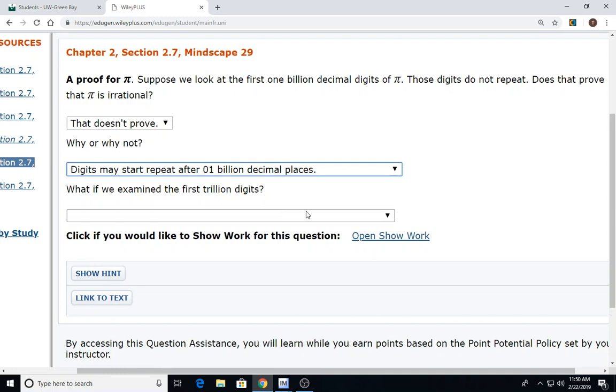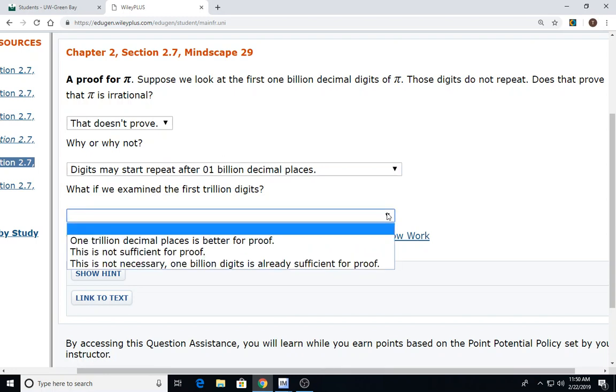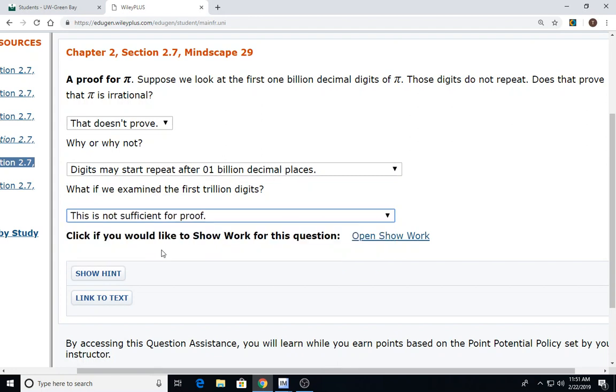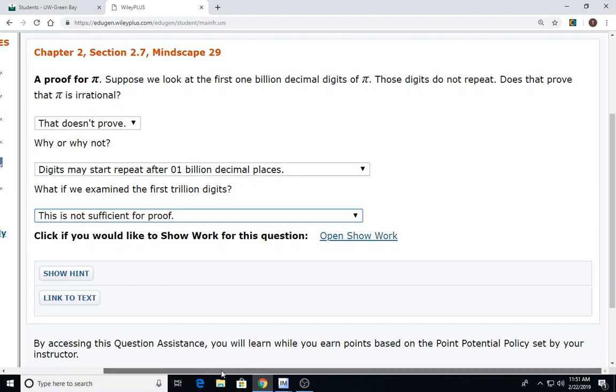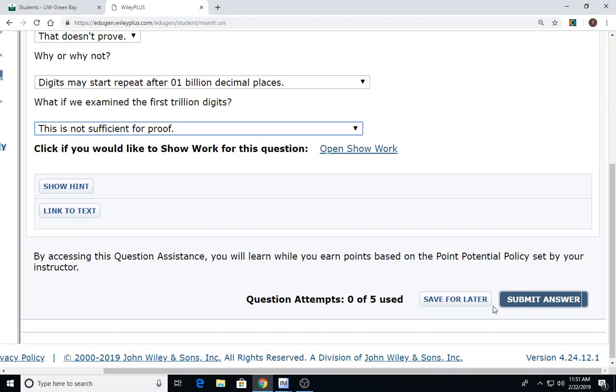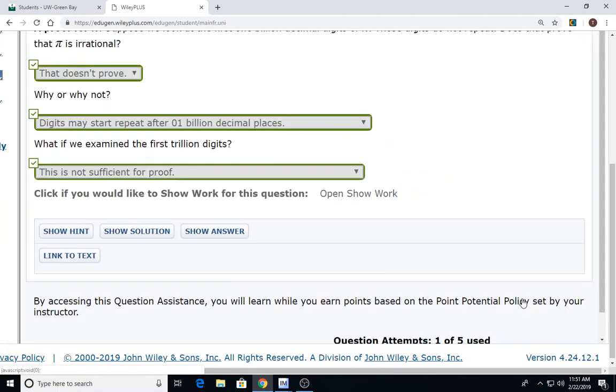And what if we examine the first trillion digits? We have the same thing. It's not sufficient for a proof, because after that the digits could begin to repeat. The proof that pi is irrational is not proven by looking at the digits, because we couldn't look at the infinite digits. The proof that pi is irrational is in looking at some of the ways that it is formed.